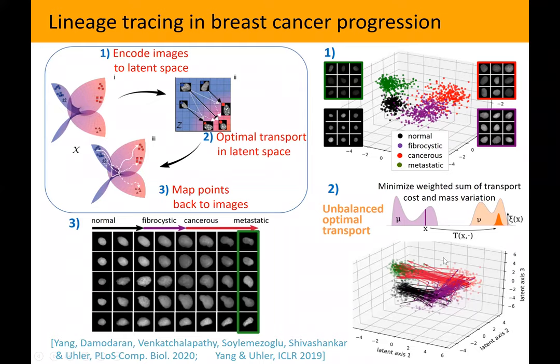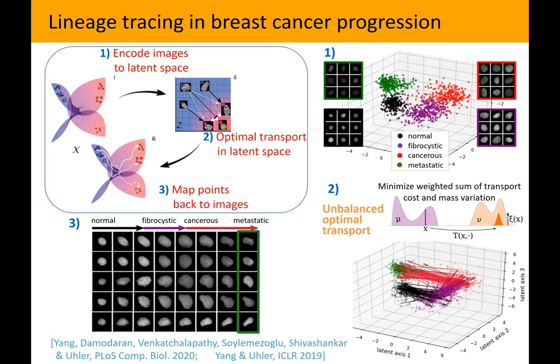Now, the problem is exactly this: how do I measure distances between cells when I have images instead of, say, RNA-seq? In images, pixel one has no relationship with pixel one in another image. So you cannot just take the L2 difference between images. They're not in the same coordinate system. So again, autoencoders can help you do that. I can embed all of my images into a joint coordinate system, which is this latent space.